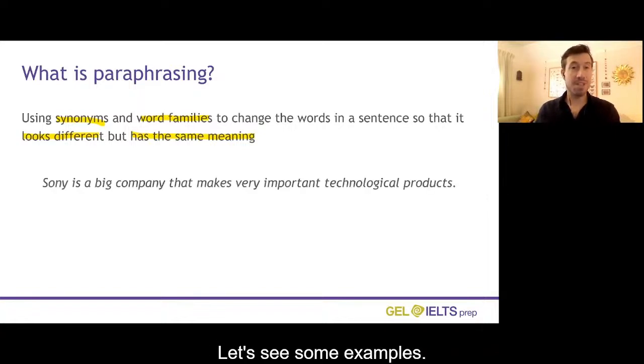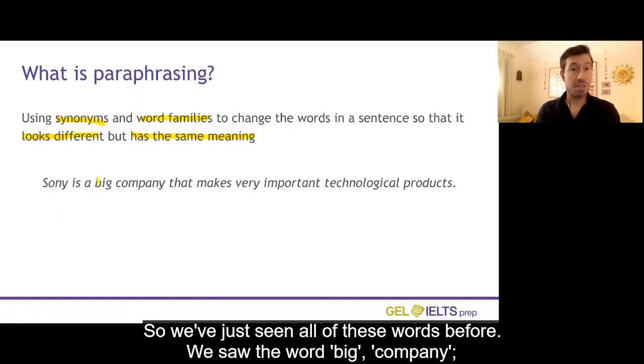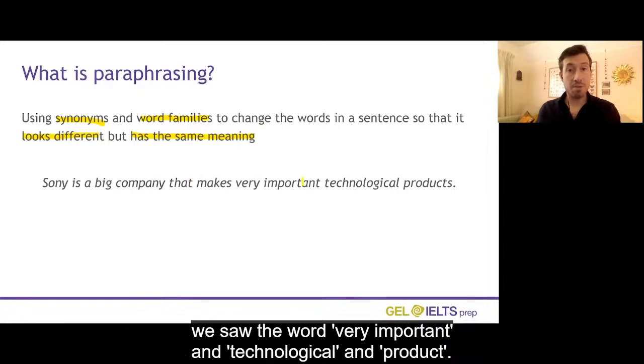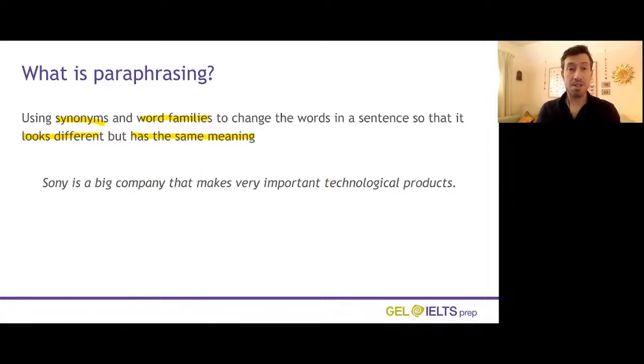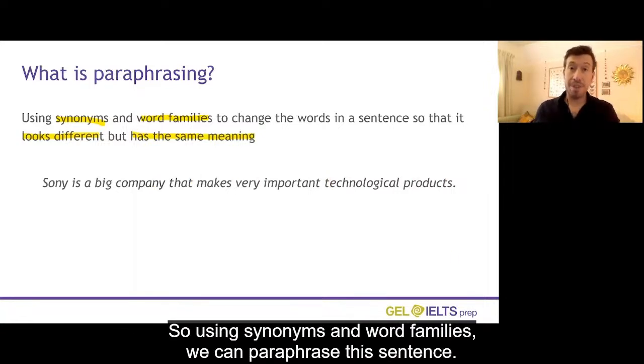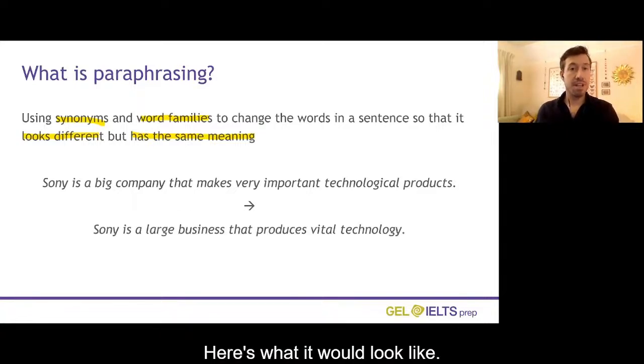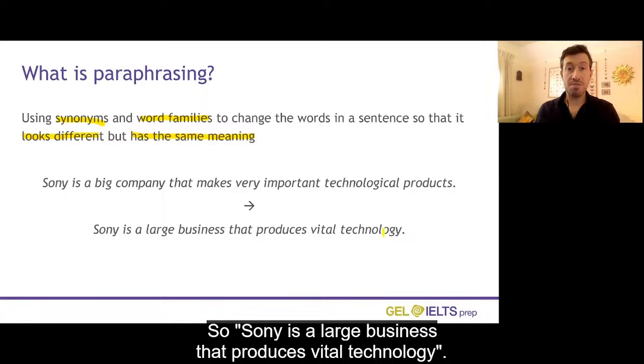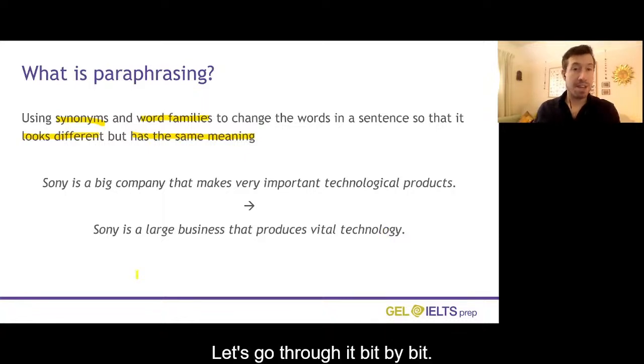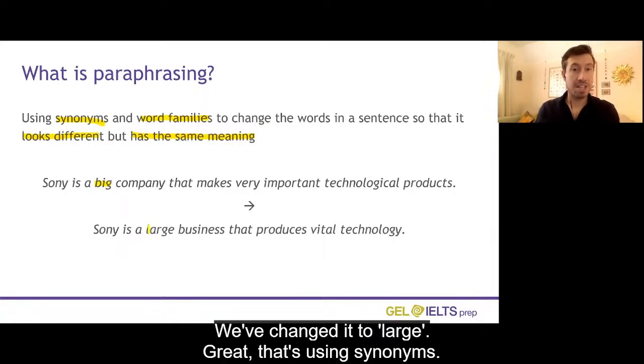Let's see some examples. So we've just seen all of these words before. We saw the word big, company, we saw the word very important, and technological and product. So using synonyms and word families, we can paraphrase this sentence. Here's what it would look like. So Sony is a large business that produces vital technology. Let's go through it bit by bit. So we'll start with big here. We've changed it to large.